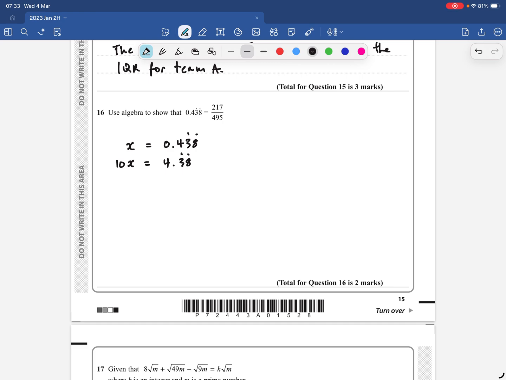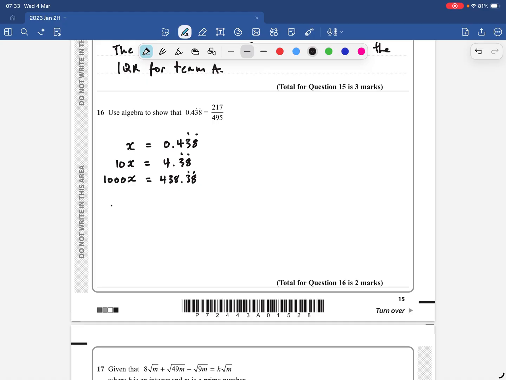So I've actually got to multiply it by 1000x. And that now gives me, I'm moving this decimal place twice more from here because I'm going from 10 to 1000, or if you like 1, 2, 3 from there, and that gives me 438.38 recurring. And now if I were to subtract 4.38 recurring from 438.38 recurring, all the recurring bits disappear.